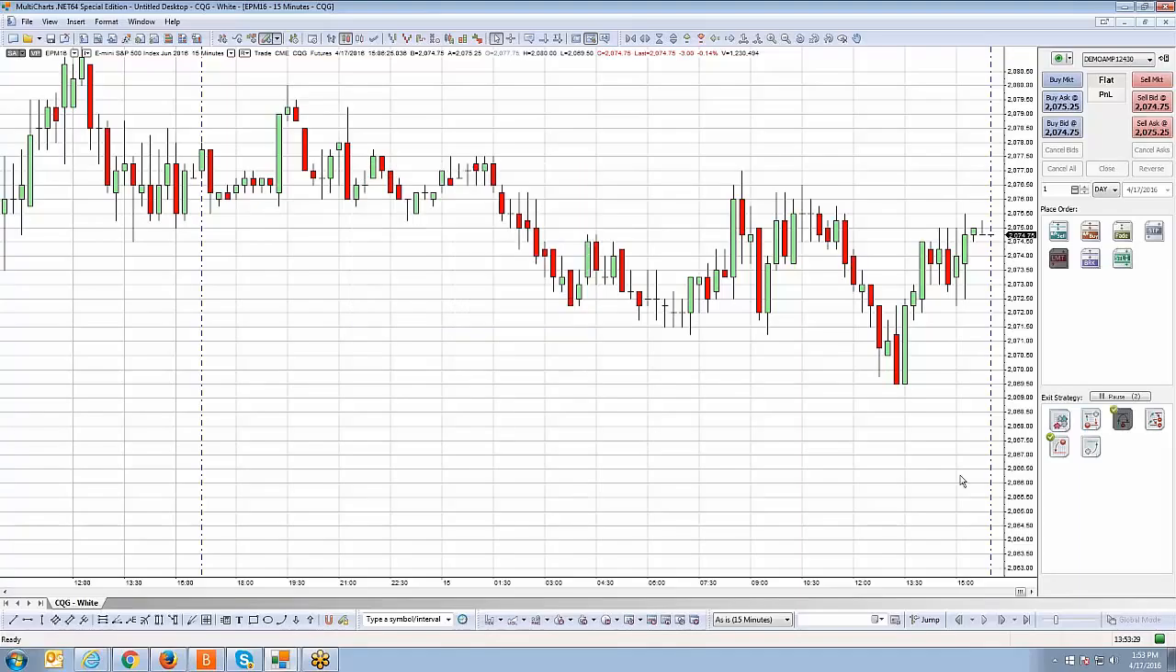So I'm going to hit save, and let's go ahead and place a simple buy limit at 2070, or better yet, let's do it a little farther down so I can show you what it looks like. So we'll place a buy limit at 2068, for example.